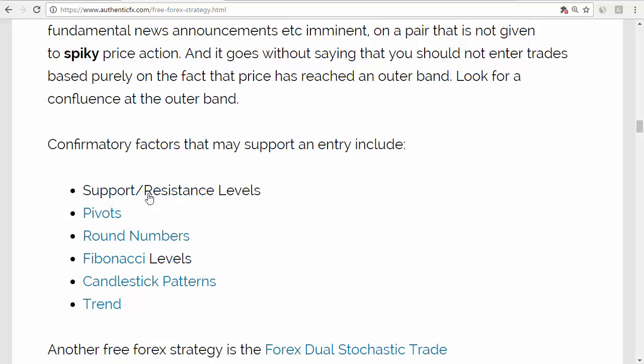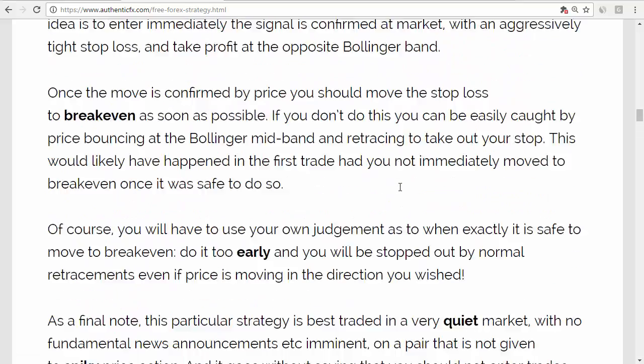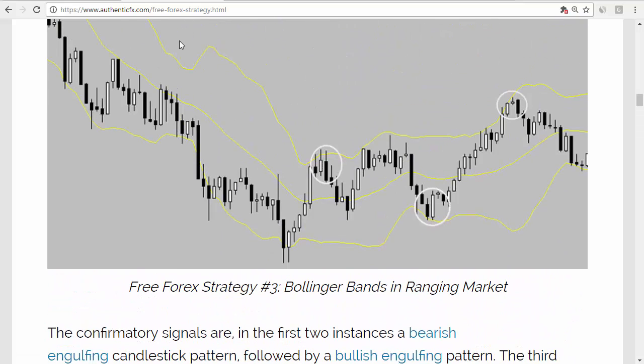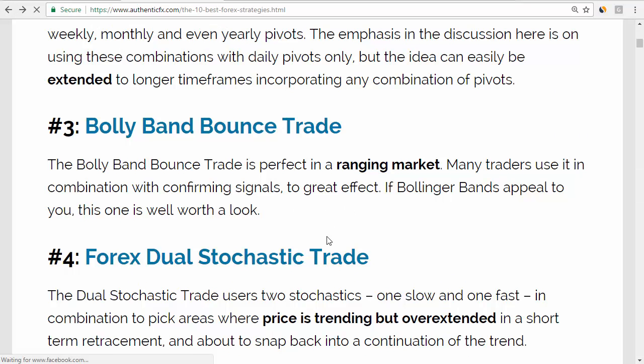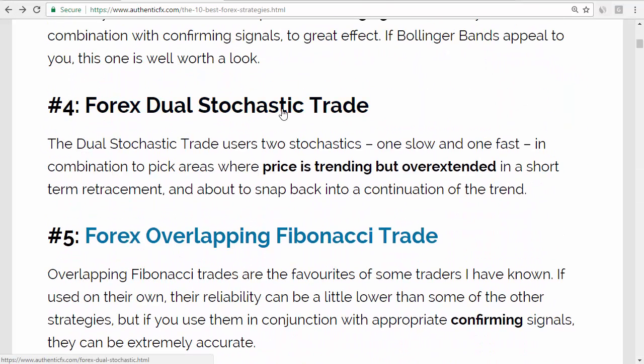They also do ask for other ones like pivots, support and resistance lines, Fibonaccis, anything that's going to add to the chance of it turning. So we can build in that sort of stuff. The more you build in, the fewer trades you get, but the more accurate it becomes. Okay, so that was number 3. Number 4, Joule Stochastic trade.